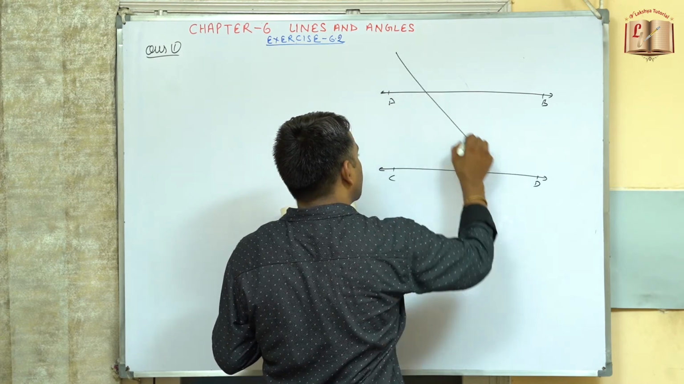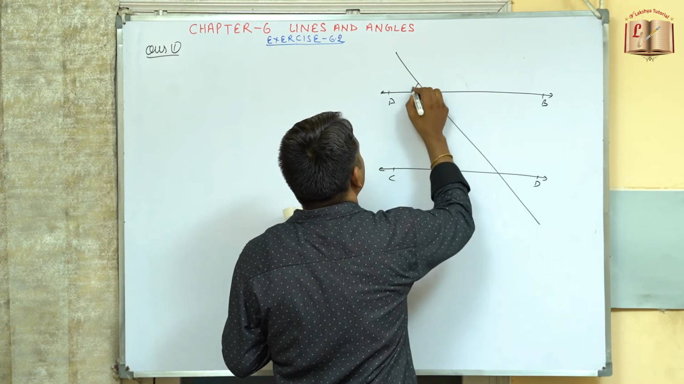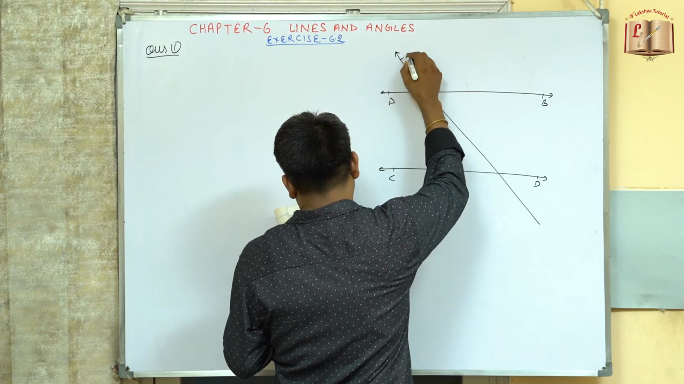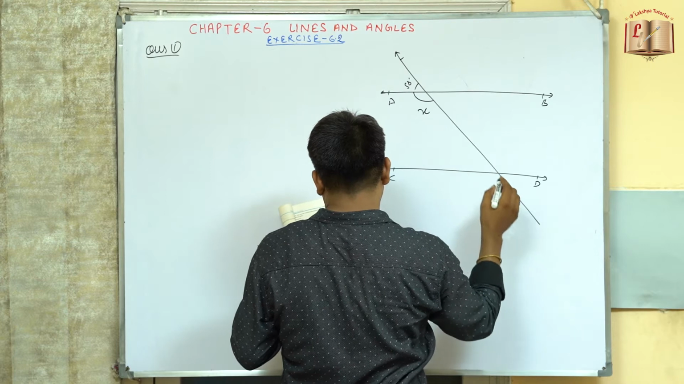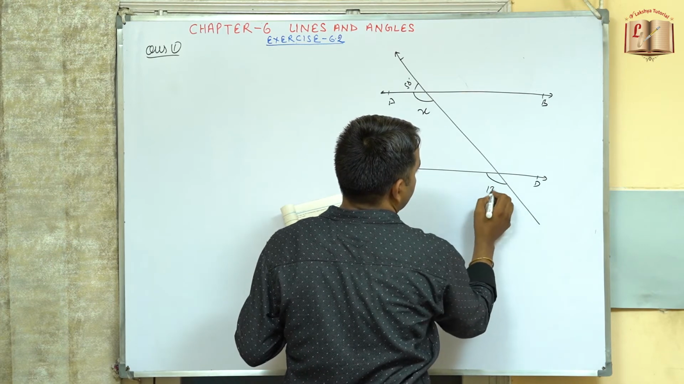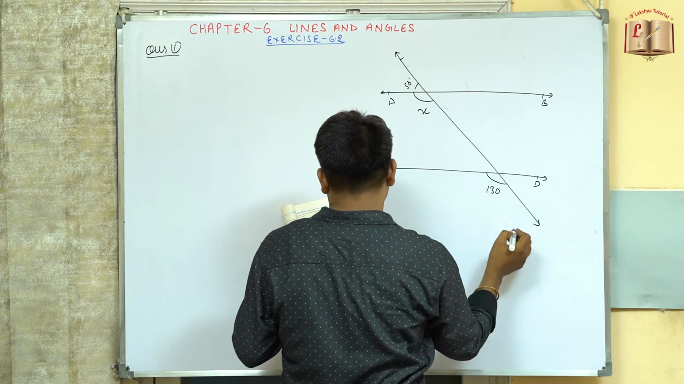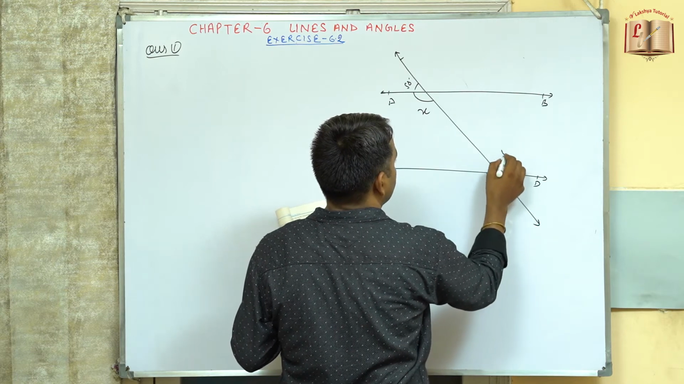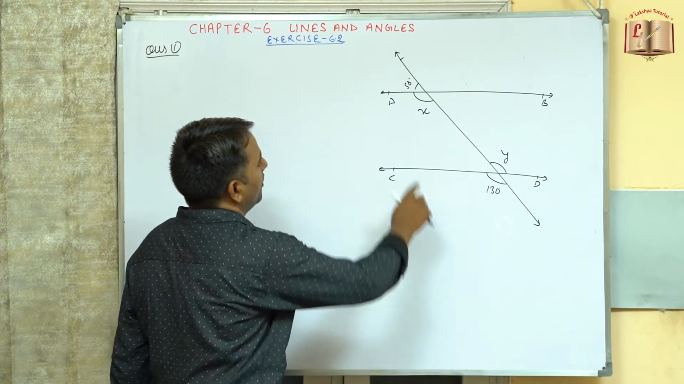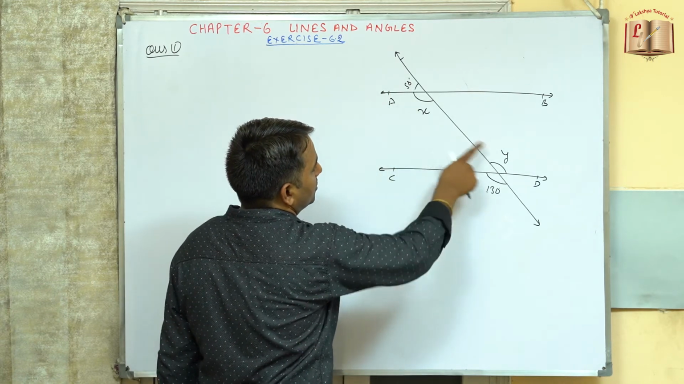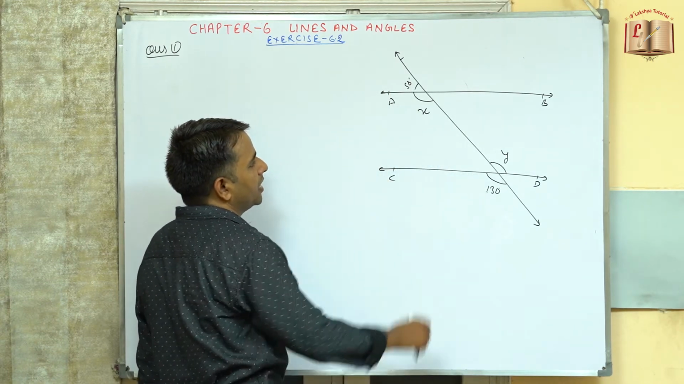Now this angle is given as 50 degree over here, and this is now x, and this complete angle is given as 130 degree, and this angle is y. So first of all we need to find out the values of x and y. So now see that x and y can be found out.